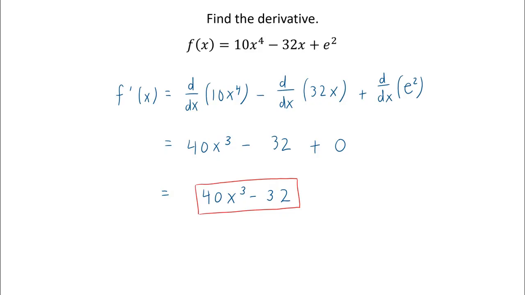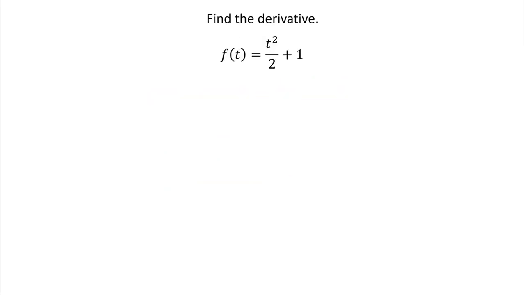Now again, I don't think we can overstate the importance of what this represents. If we choose any x value from the domain of the original function and plug it into the derivative, 40x cubed minus 32, that derivative function will give us the slope of the original curve at that specific x value. So this 40x cubed minus 32 is the derivative of our original function, but it is also the slope function because it will give us the slope for any given x value of our original function.